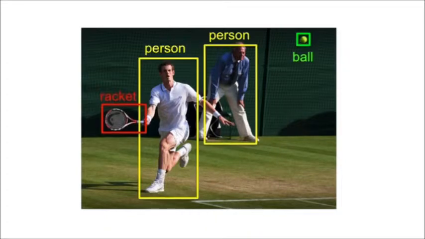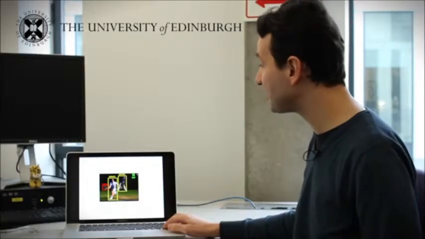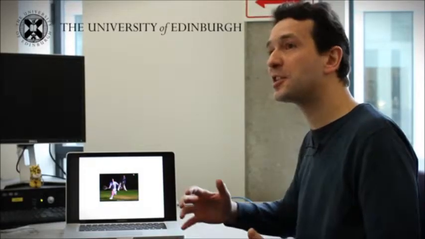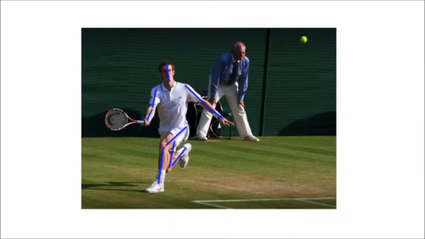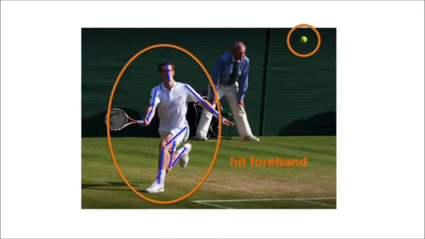It should recognize objects in the image as belonging to certain categories like persons, racket and ball, and localize them in the image. It should be able to say which spatial layout the people in the scene are taking on and use it to recognize actions that they are doing.